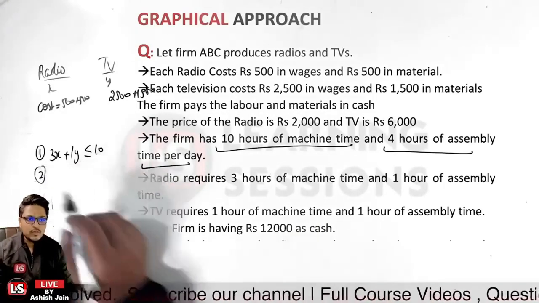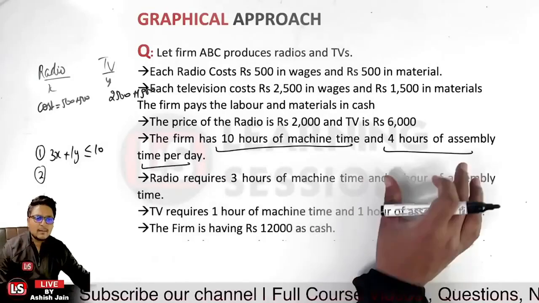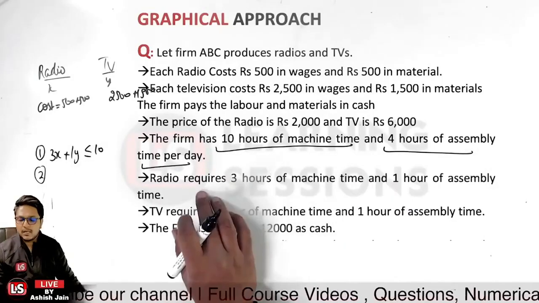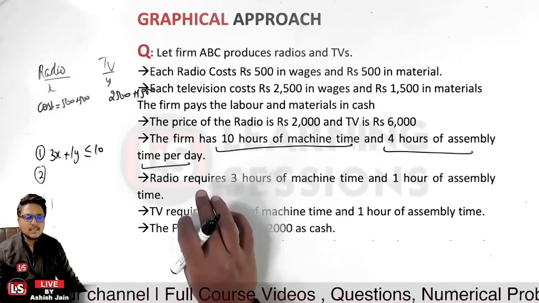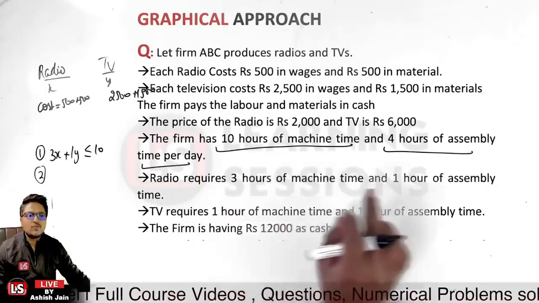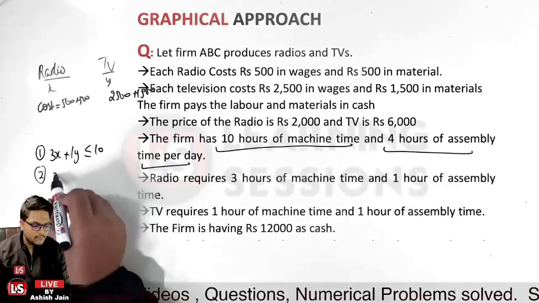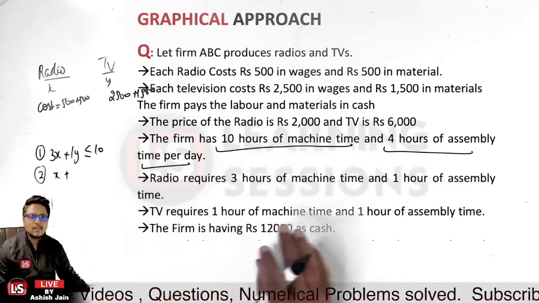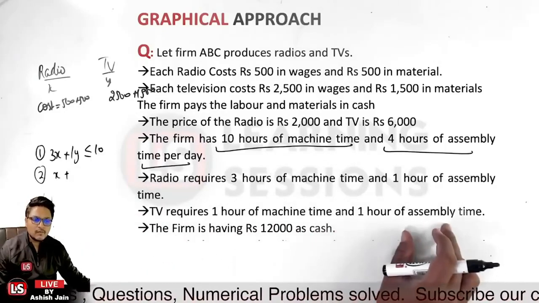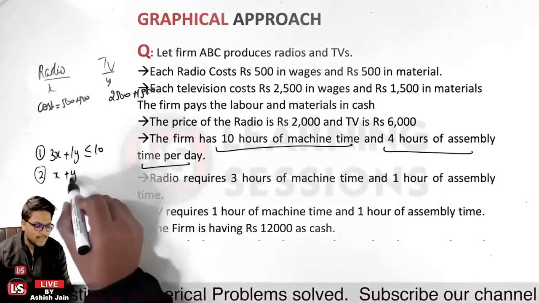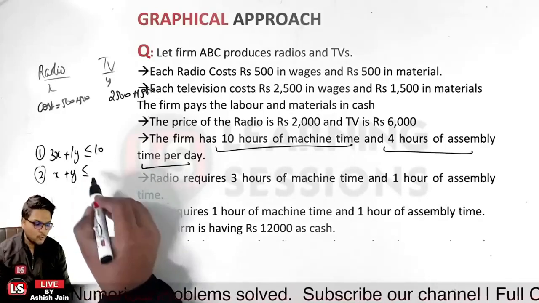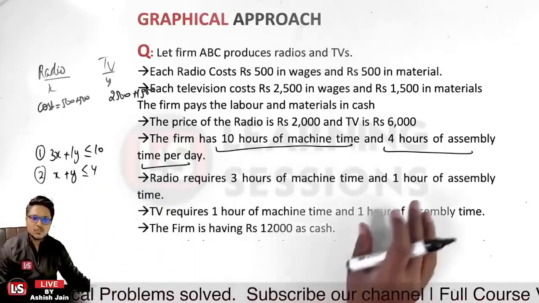Second, we are provided that the total assembly time is 4 hours a day, and the radio requires 1 hour of assembly time. So we can say 1x plus, and further the TV also requires 1 hour of assembly time. So x plus y will be less than or equal to 4. That will be our second equation over here.